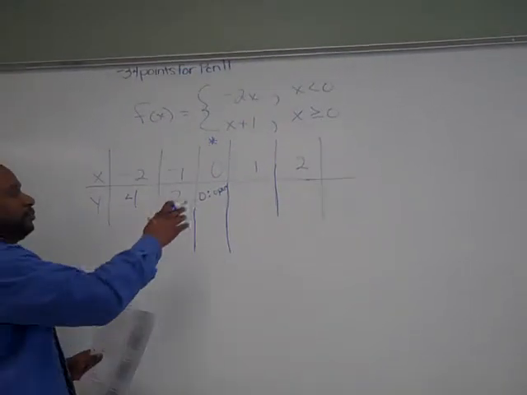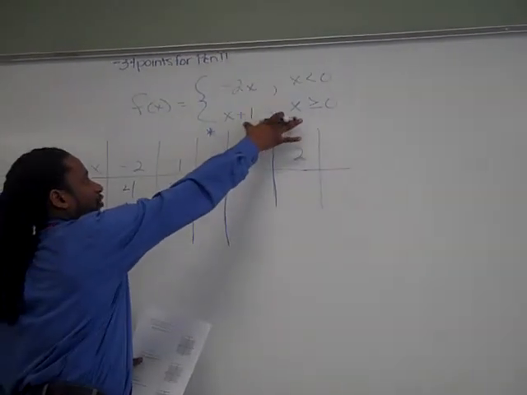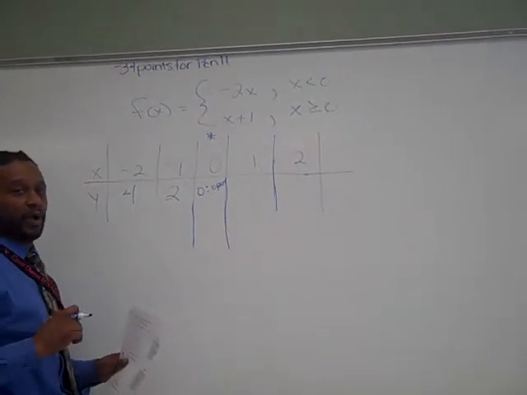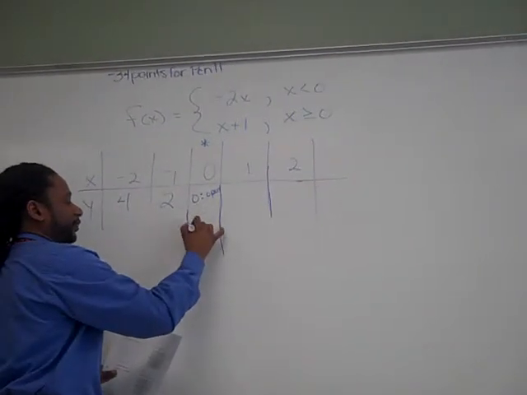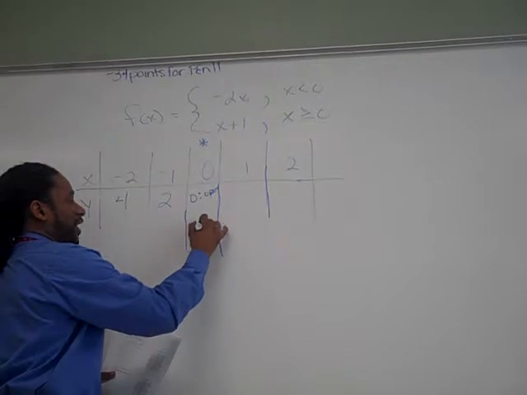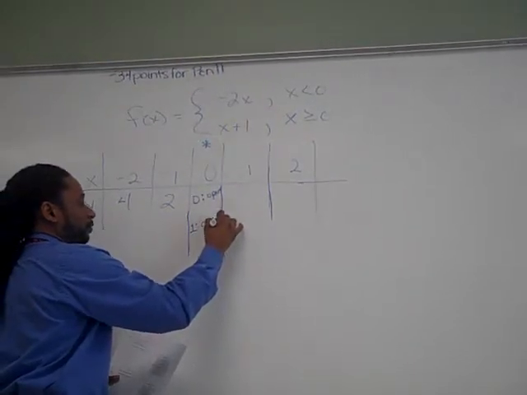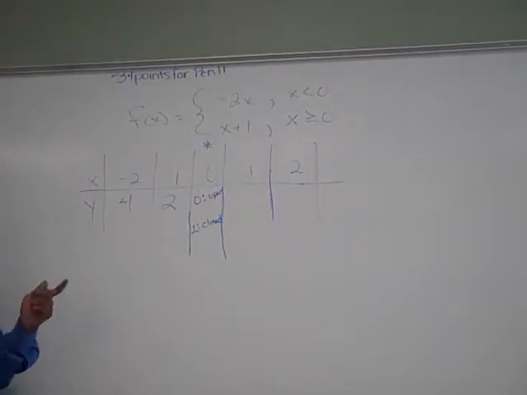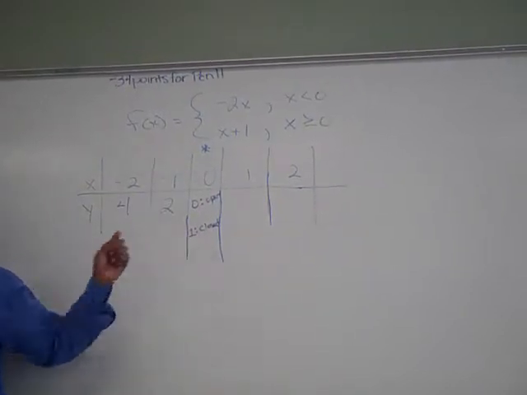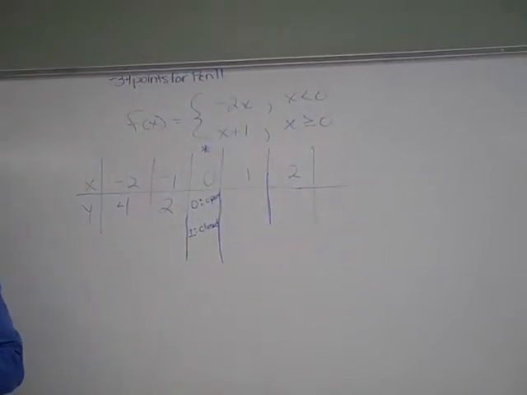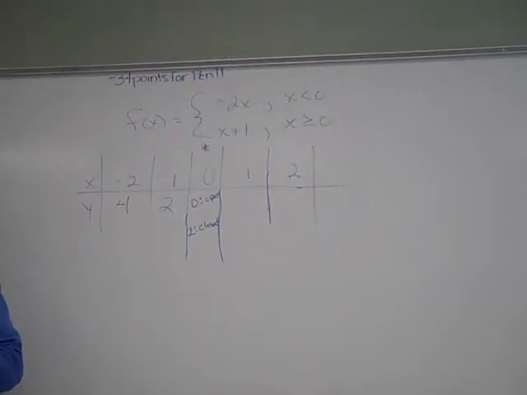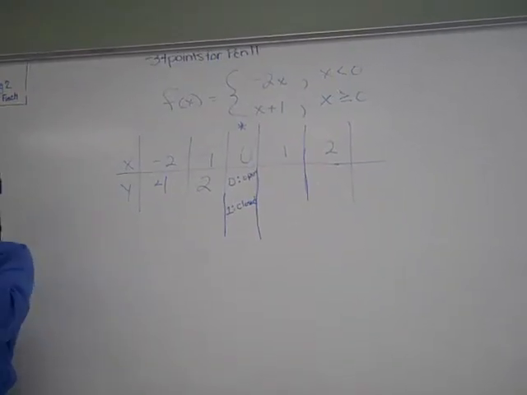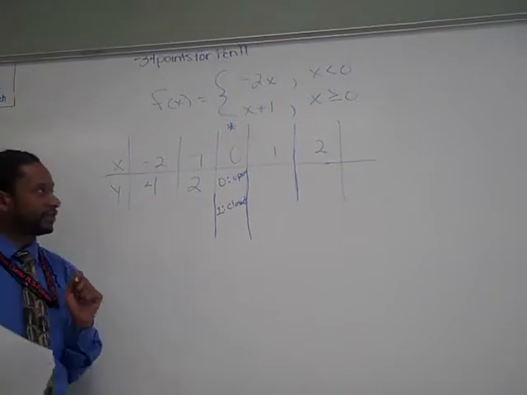Now, because this is my boundary point, I'm also going to plug it into my second equation, and my value is what here? 1. And I'm going to write closed, because I have my equal sign, so it's a closed circle. But what is this point? 0, 1. Not the same point. Very good. You got your brain turned on today.